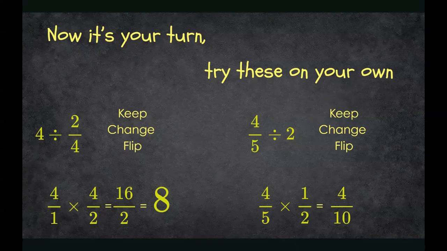Now, we can simplify this because they're both even numbers. That means they are divisible by 2. So we are going to divide those by 2, and we're going to get a fraction of 2/5. How did you do? Did you get both of them right? I hope you did. If not, it just takes a little more practice. Just remember, keep using that strategy, keep, change, flip, and you will get it.